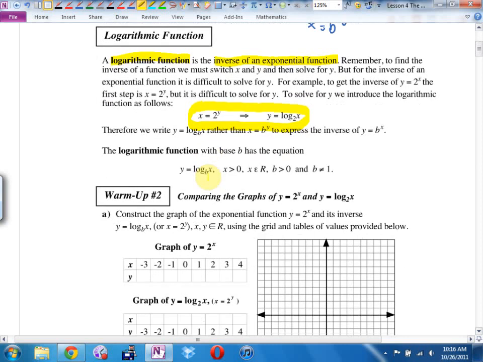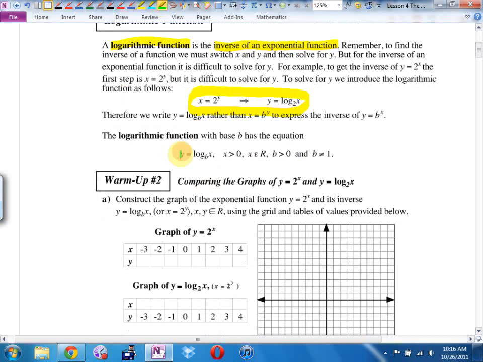In fact, if you have any base b, this is the definition of a logarithm, and these are its restrictions. y equals the log base b of x.